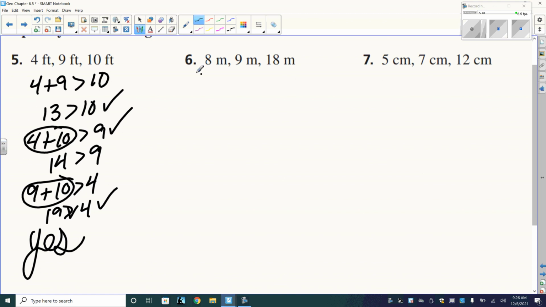So let's look at the next one here. 8 plus 9 is greater than 18. 8 plus 9 is 17, greater than 18? So can we make a triangle? No.